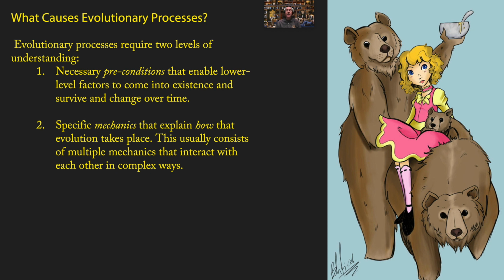We needed nitrogen, oxygen, hydrogen, and other organic chemicals. Those, along with other factors, are the necessary preconditions of life on Earth. But they really don't explain how it all works. The second level are the specific mechanics that explain how that evolution takes place. This usually consists of multiple mechanics that interact with each other in very complex ways.